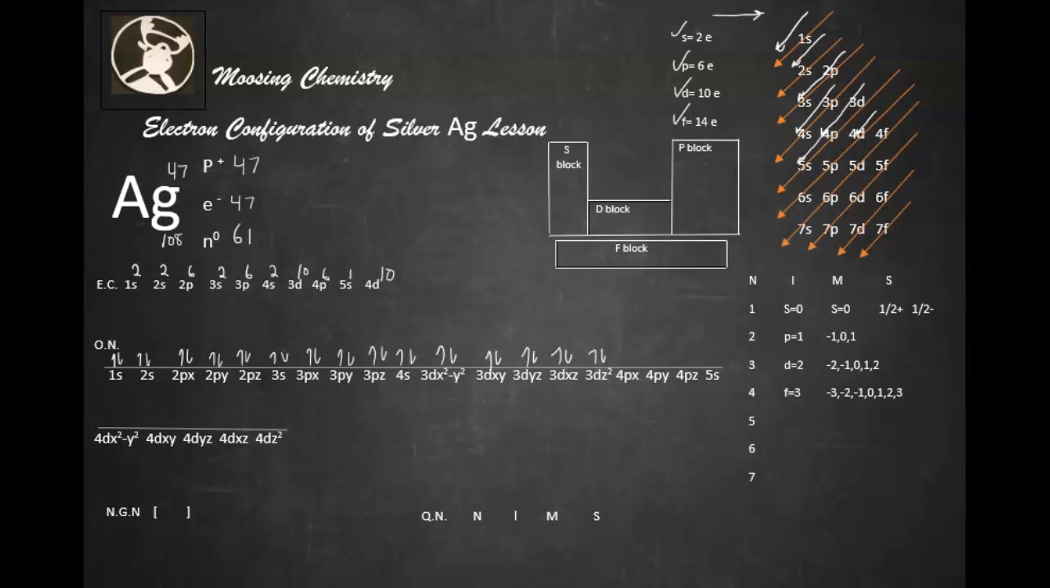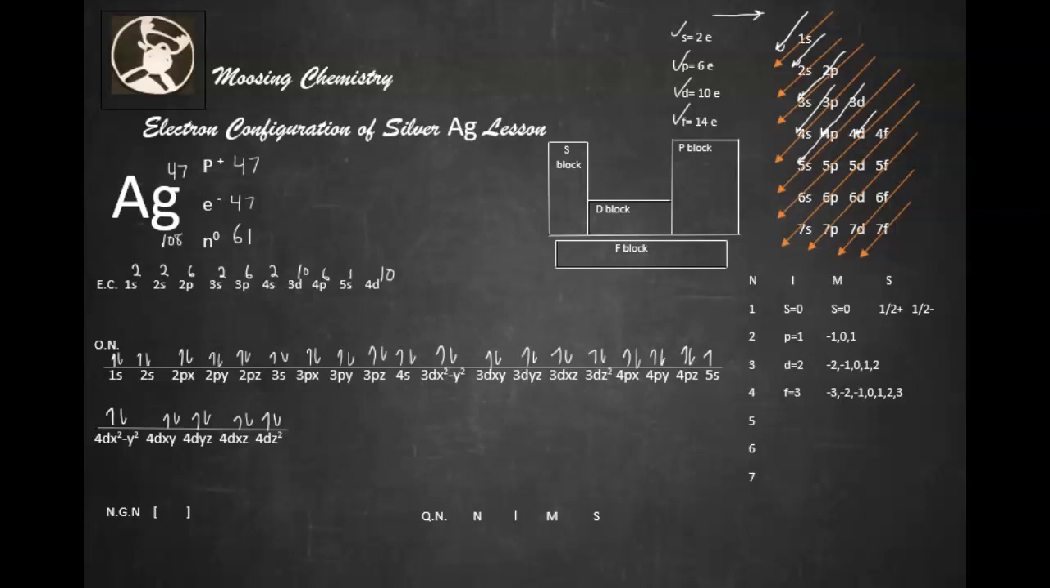Okay. 4px, 4py, 4pz. Down, down, down. Now watch this. I'm going to put only one arrow in the 5s. Because if I do this, 4dx squared minus y squared, 4dxy, 4dyz, 4dxz, 4dz squared. Look at this. We now have 5 arrows to finish out that suborbit.